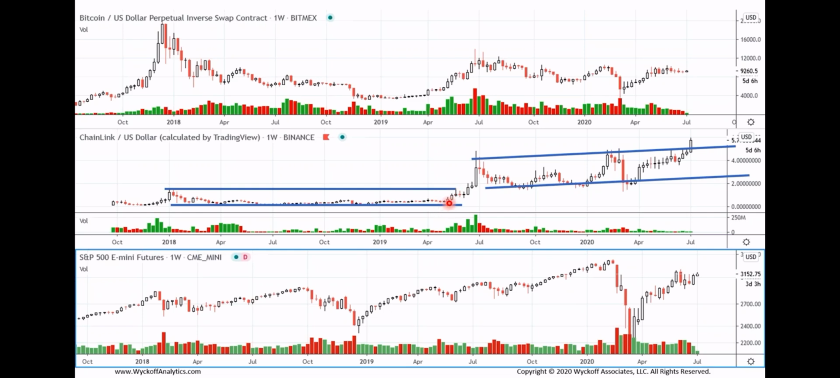Then what happens here in April? The catalyst for the big run was the announcement of an important partnership between Chainlink and Google Cloud, which became public only after a prolonged period of absorption. Focus here on this point here. The release of the news was perfectly timed for a long entry.